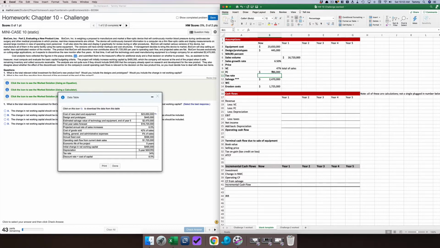And let's see, our erosion cost here. The economic life of the project is 5 years. Initial change in net working capital is $495,000. And depreciation at 5 years MACRS, the tax rate was 34%, and the cost of capital was 8.5%. Okay, so now we have all our inputs.